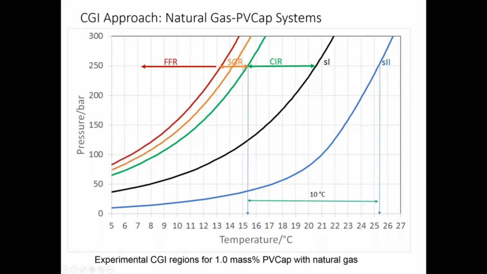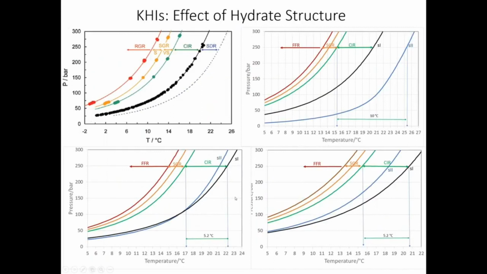And we can also plot a slow growth region, and we can find out the fast formation region. So you see that for this system, for structure 2, KHI can provide 10 degree subcooling. But if you go for the other system, where structure 1 is stable, the lean gas that I mentioned to you, nugget, you see that structure 1 is stable, and the subcooling we can get is 5.2.